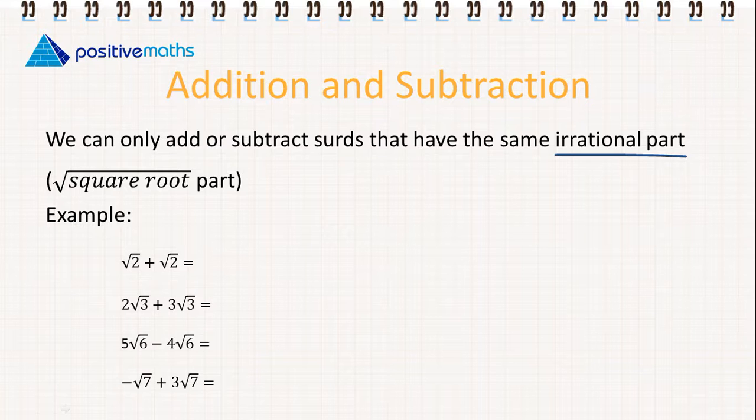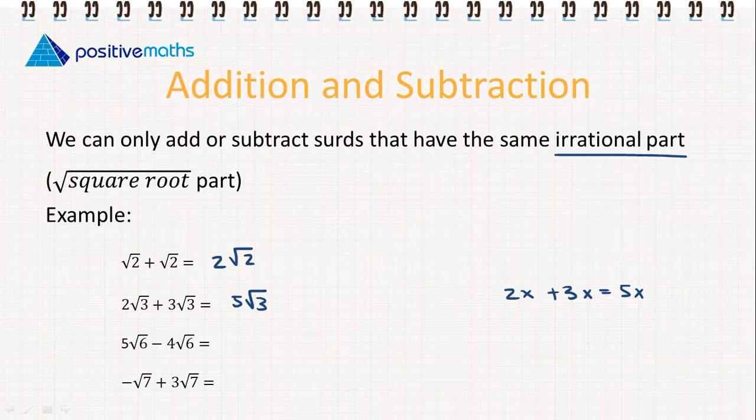So the square root of 2 plus the square root of 2 is going to give us 2 times the square root of 2. Twice the square root of 3 plus 3 times the square root of 3 is equal to 5 times the square root of 3. So similar to 2x plus 3x equals 5x.